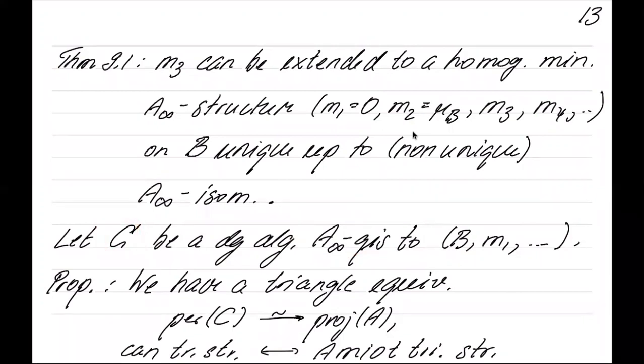And then you show that the perfect derived category of this DG algebra is equivalent to the category of projective modules over the algebra we started with. And under this equivalence, the canonical triangulated structure on the perfect derived category corresponds to the Muro triangulated structure on the category of projective modules. Okay, so the crucial point is this theorem 1, line 1.